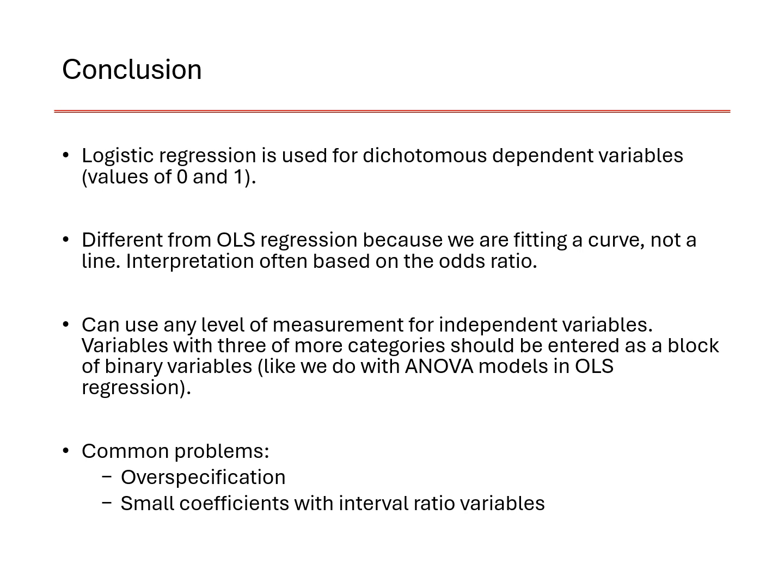Now, I mentioned here 3 or more categories. It's kind of implicit if you have a single binary variable what the reference category is, but we want to highlight in 3 or more categories, you have to use that technique where you drop one. We looked at a couple common problems with logistic regression, one being the overspecification of the model, and the other being how interval ratio variables might be hard to interpret because they yield small coefficients.